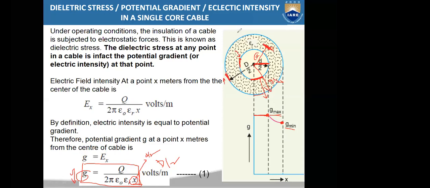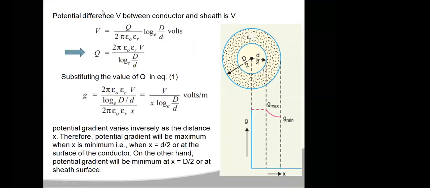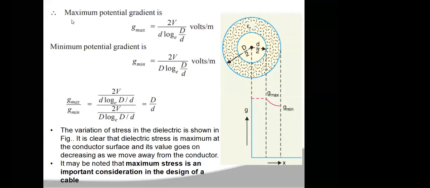So the minimum and maximum dielectric stress we got here are: G max is equal to 2V by small d ln D by d, and G minimum is 2V by capital D ln D by d.